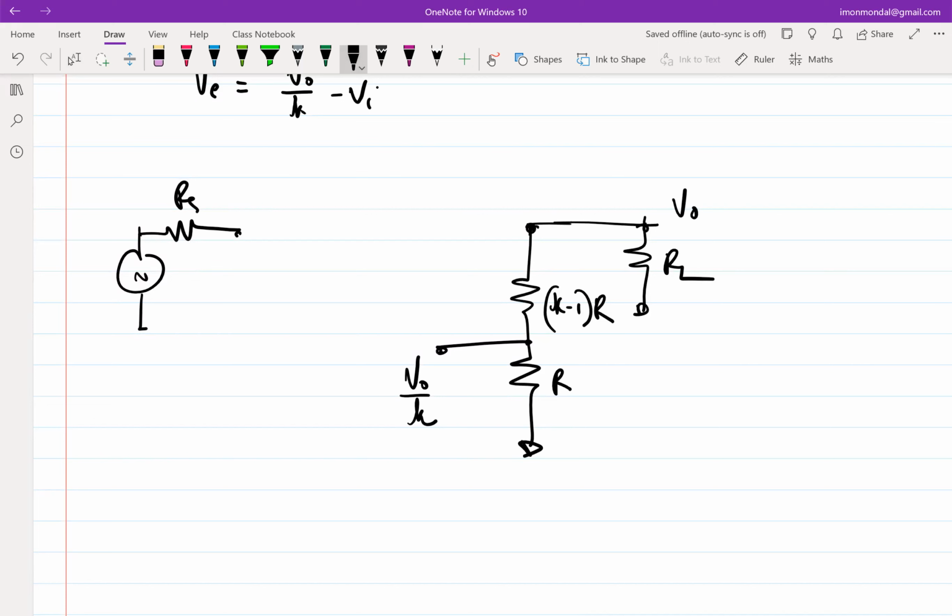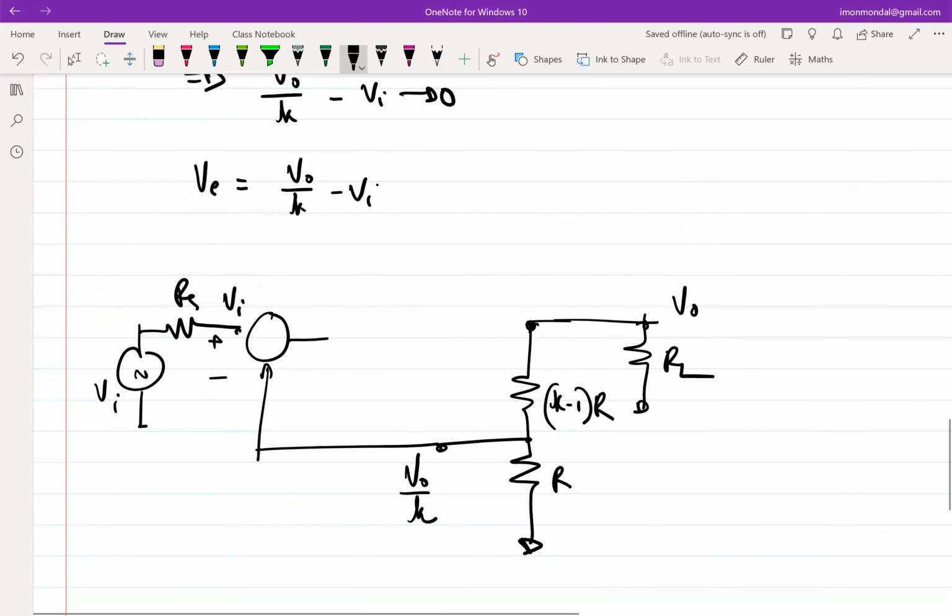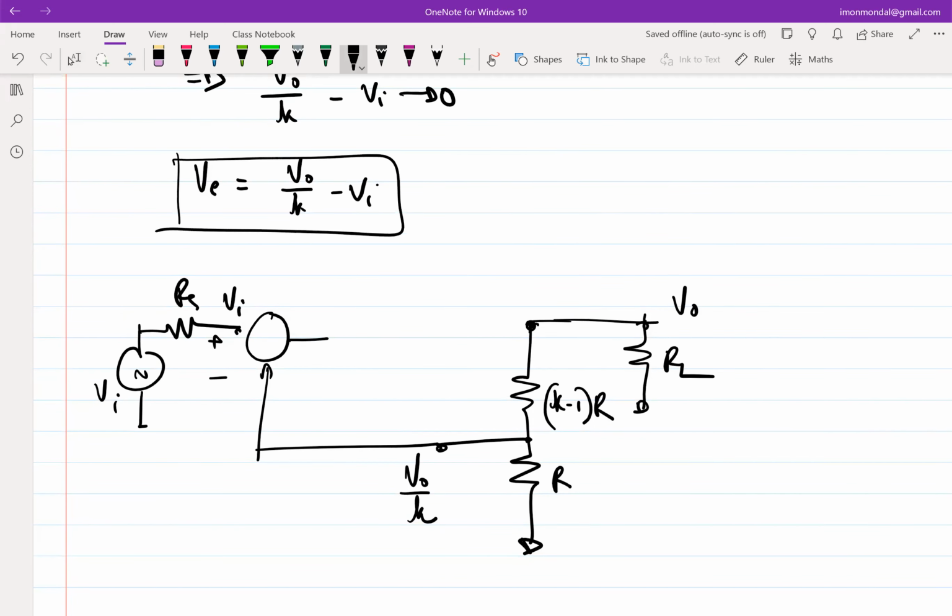Okay, so this is VI, and we have V naught over K. So we want to generate VE, right? Because if we don't have the difference, if we don't have the error, we cannot use that information to drive the output. So if I have block diagrams and in the block diagram I have everything available, then I can generate VE by simply subtracting VI and V naught over K. So by the way, here I wrote VE as V naught by K minus VI.